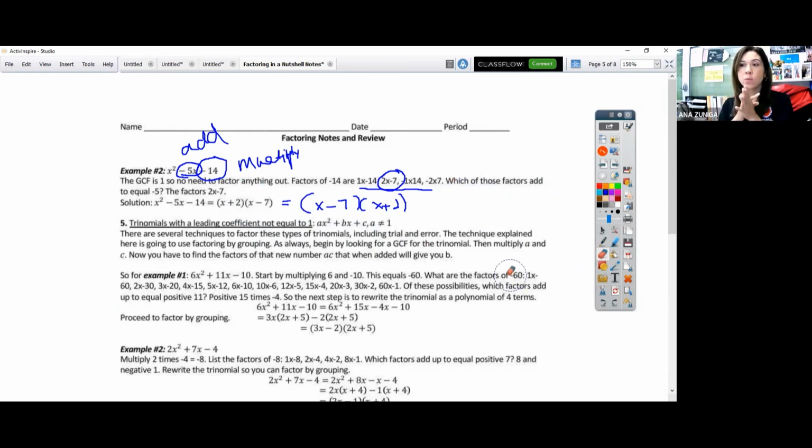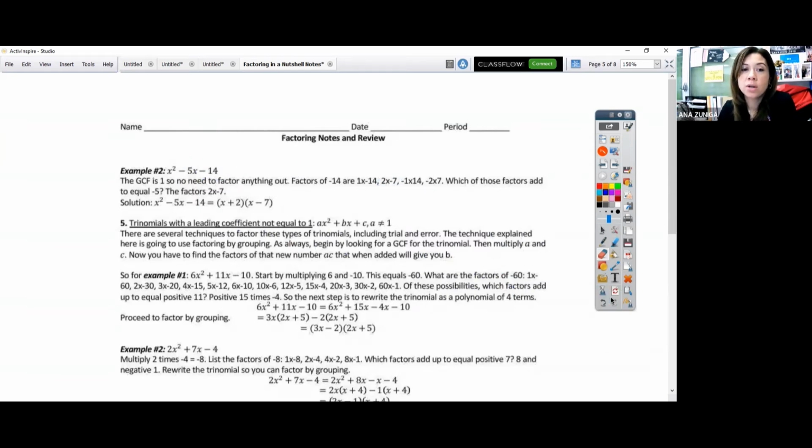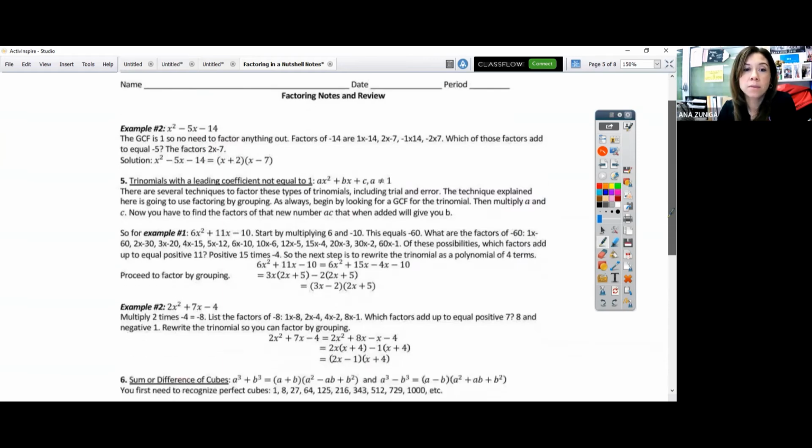Okay, so we did trinomials where the leading coefficient is 1. Now we're going to head on to what happens when I have trinomials where the leading coefficient is not 1. Okay, then what?